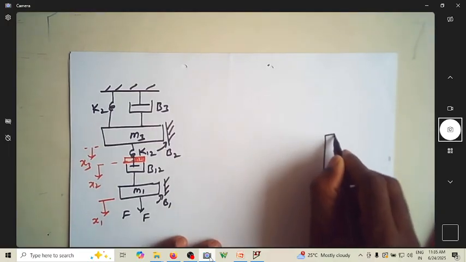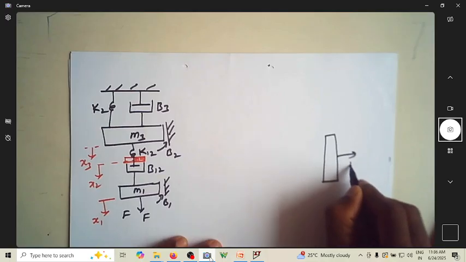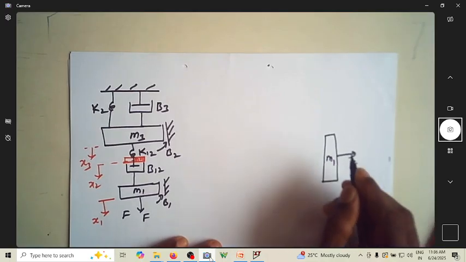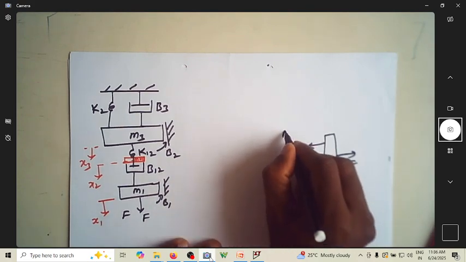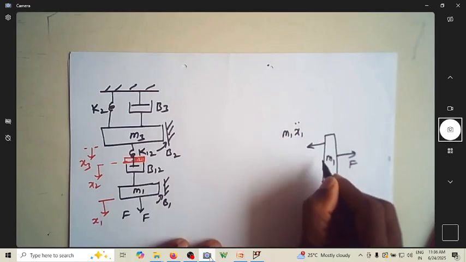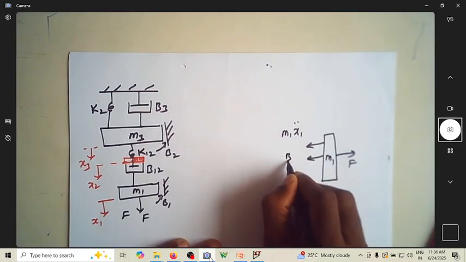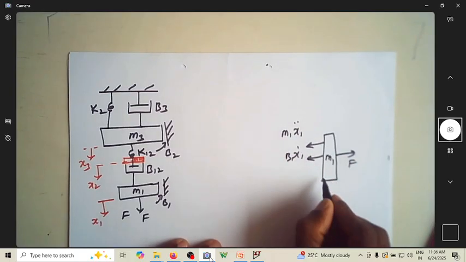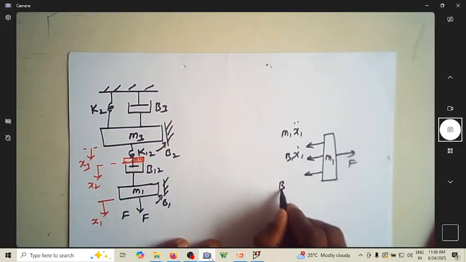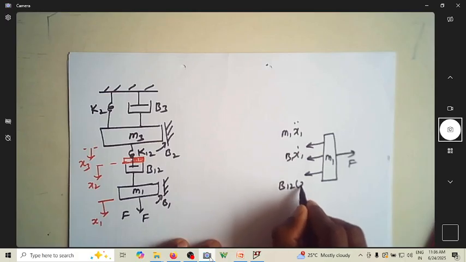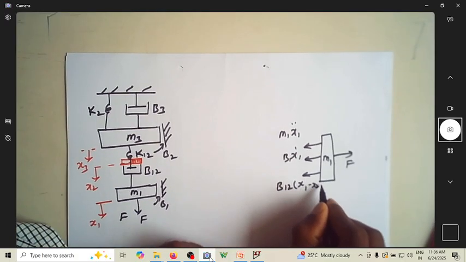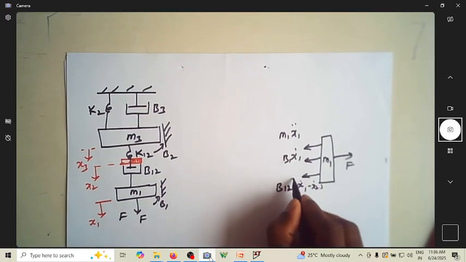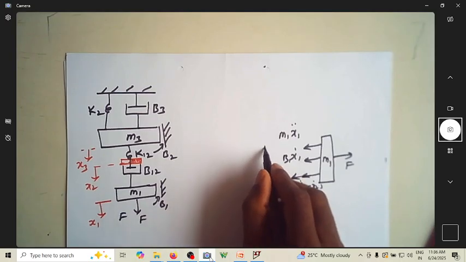You can write this is your F. So this is M1. The opposing forces are, this is M1 x1 double dot. Next you have B1 x1 dot. Then you have B12 times x1 dot minus x2 dot. So this is the opposing force.